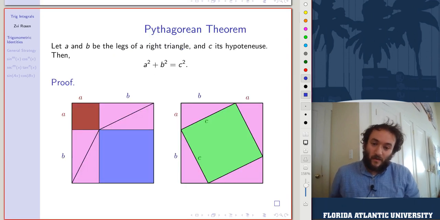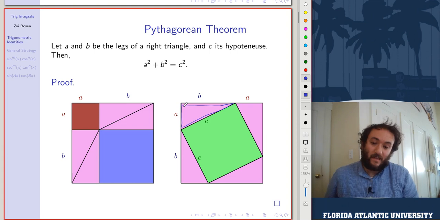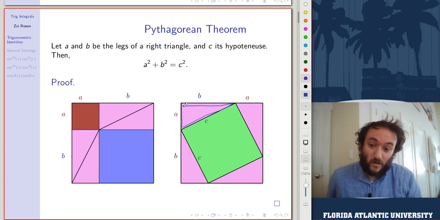Okay, so whenever you're talking about trigonometry, a good place to start is the Pythagorean Theorem. And we'll restate it here for the record. Let A and B be the legs of a right triangle, and C its hypotenuse. Then A squared plus B squared equals C squared. And you can see here that C corresponds to the hypotenuse of this right triangle here, and that indeed the sum of the red square and the blue square's areas is equal to the area of the green square.